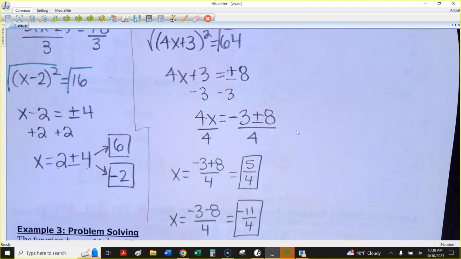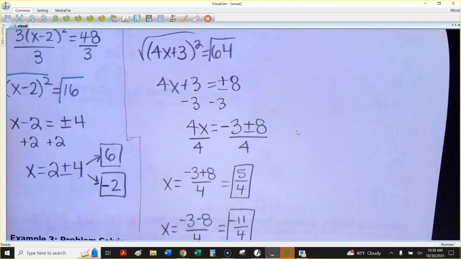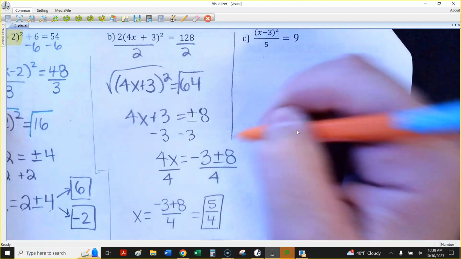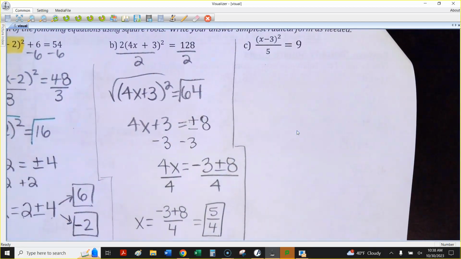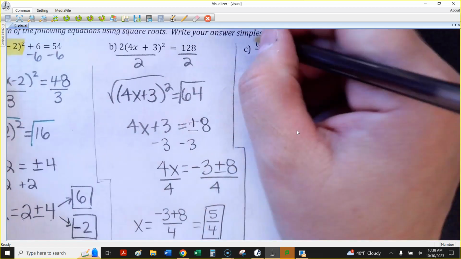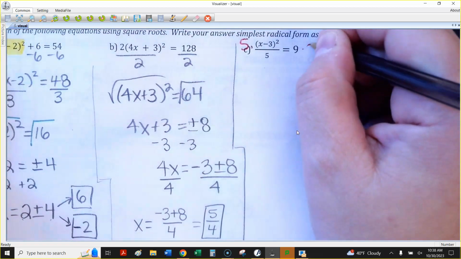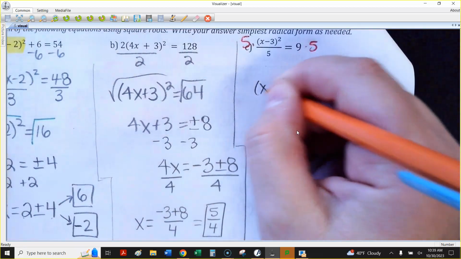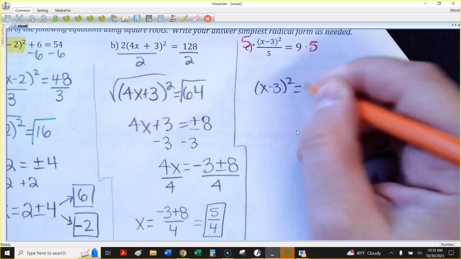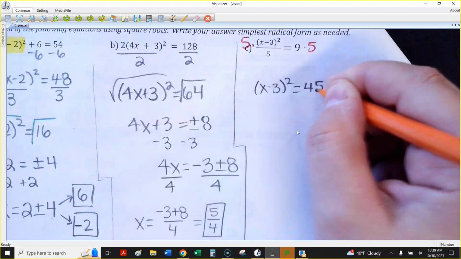And then I have one more question here at the top. What would you do first on this last example? I've got (x - 3)^2 all over 5, and then equals 9. Jill, what do you think? Yes, get rid of the fraction. All you got to do, multiply both sides by 5. All it's going to leave you on the left side is just that (x - 3)^2, and then 9 times 5 would give you 45.